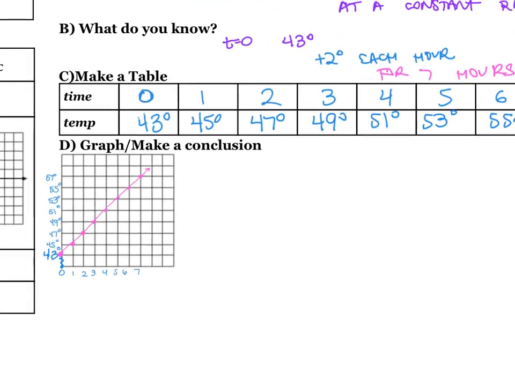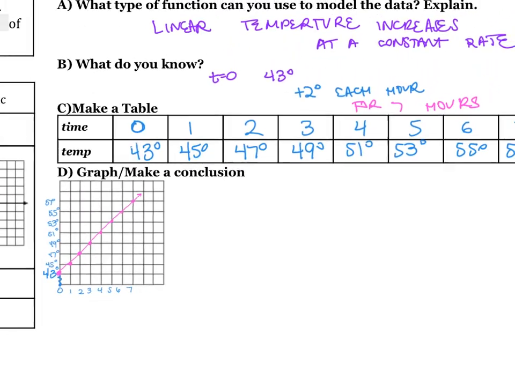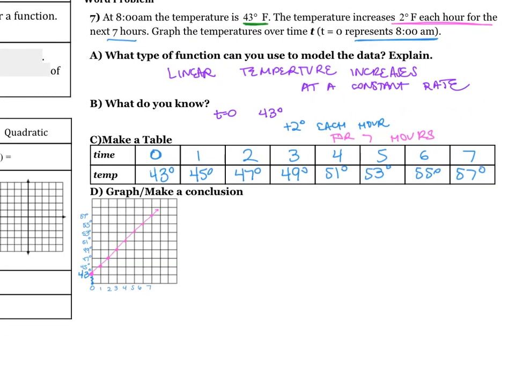So we can make a conclusion. So we have a graph, and what kind of conclusion can you come up with? So the conclusion we can make is that the temperature is increasing. Temperature is increasing at the same interval each hour.